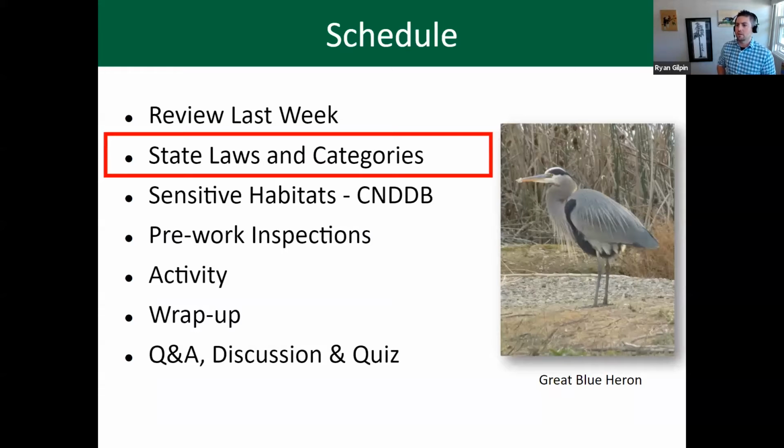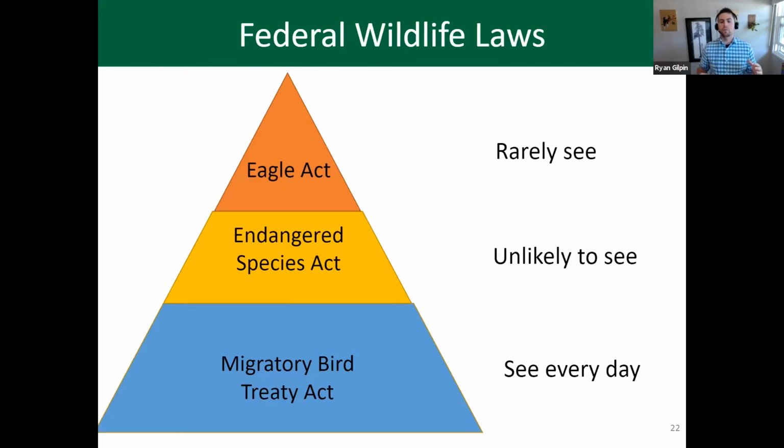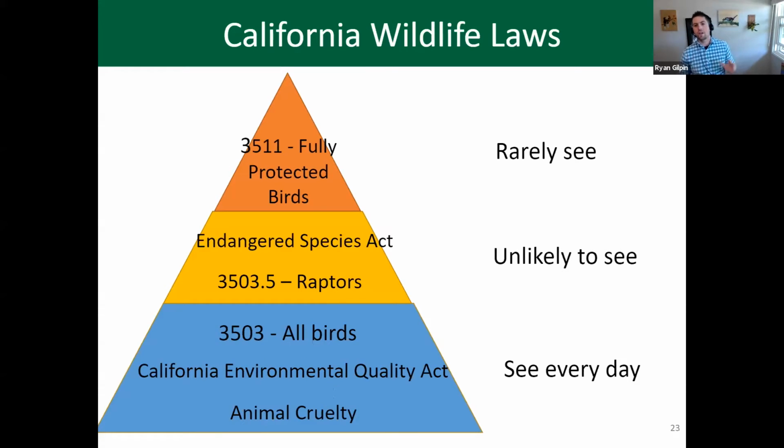So let's talk a little bit about state laws and categories. Last week we talked about the federal laws, the main ones being the Eagle Act, the Endangered Species Act, and the Migratory Bird Treaty Act, with the Migratory Bird Treaty Act being sort of the biggest one that affects most of the species that we're working on. Now in California, this starts getting pretty busy because we have a lot of environmental laws here. And so I've organized these by how many species each affects, or how likely you would be to run into one of these species.